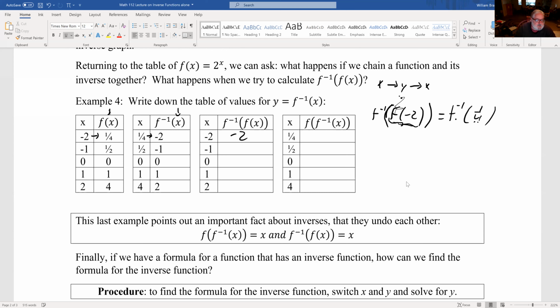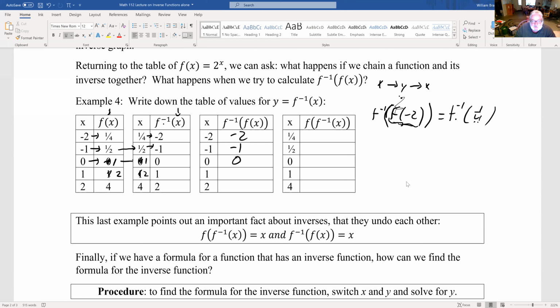A way to look at this with tables: f takes minus 1 to 1/2. We look up 1/2 in the x column here. And then what does f inverse do? It takes 1/2 back to minus 1. F takes 0 to 1, and f inverse takes 1 back to 0. So it takes 0 to 0.